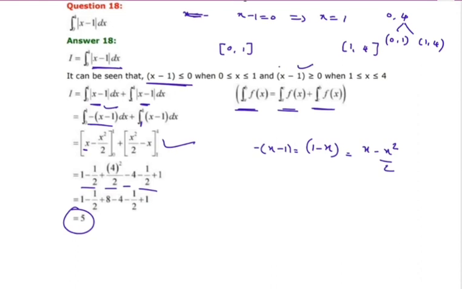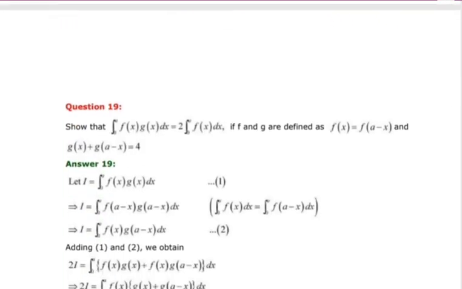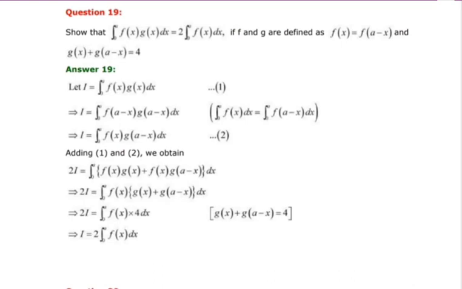So next, question number 19. Show that the integral from 0 to a of f of x g of x dx equals 2 times the integral from 0 to a of f of x dx, if f and g are defined as f of x equals f of a minus x, and g of x plus g of a minus x equals 4, right? So we have to show this property. Let's see: I equals the integral from 0 to a of f of x g of x dx. Take it as equation 1.